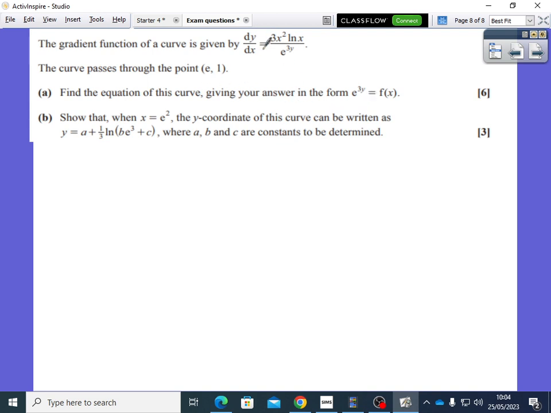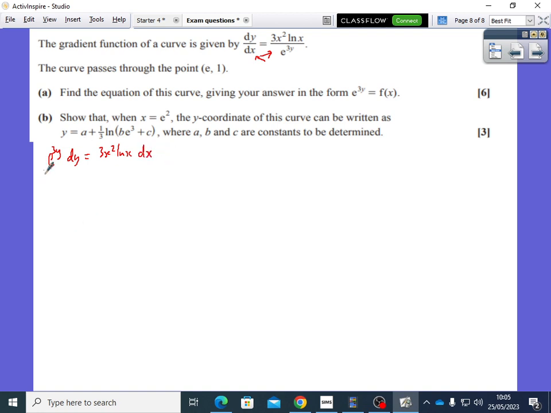Okay, now first of all, you've got a differential equation there. You need to separate these. Separate the variables, so you want the dx on that side, and anything on y going on that side. To save space, I'm going to rewrite this, multiplying this e to the 3y to the left hand side. So you get e to the 3y dy, and that's going to equal 3x squared ln of x dx.